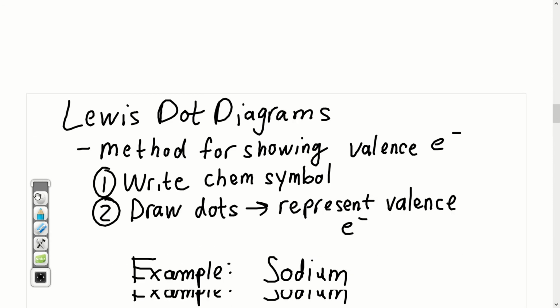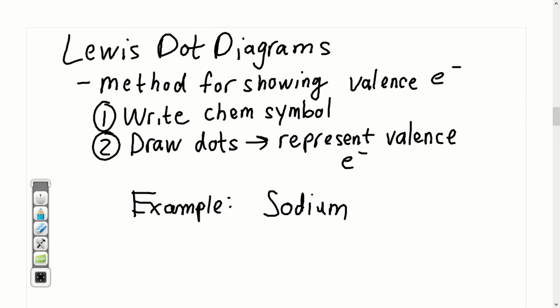So, to help us show that, we create something called Lewis dot diagrams. We show the valence electrons by doing these Lewis dot diagrams. They're very simple. All we have to do is write the chemical symbol of the element that's being given and draw dots around it. Each dot represents a valence electron. Now, there are some rules to it.